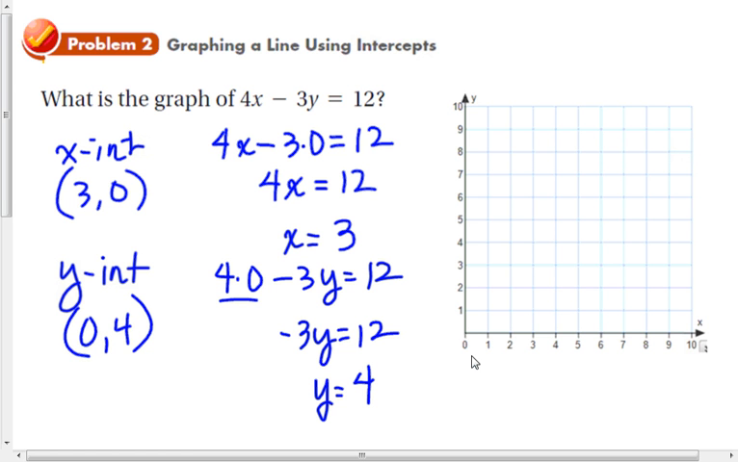Now I can just graph those 2 points, (3, 0) and (0, 4), and connect those with a line, and that is the graph of this equation written in standard form. Go ahead, practice that.